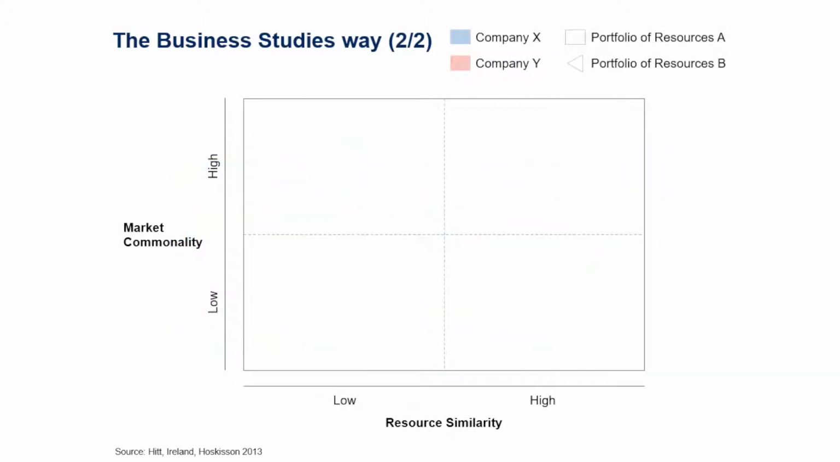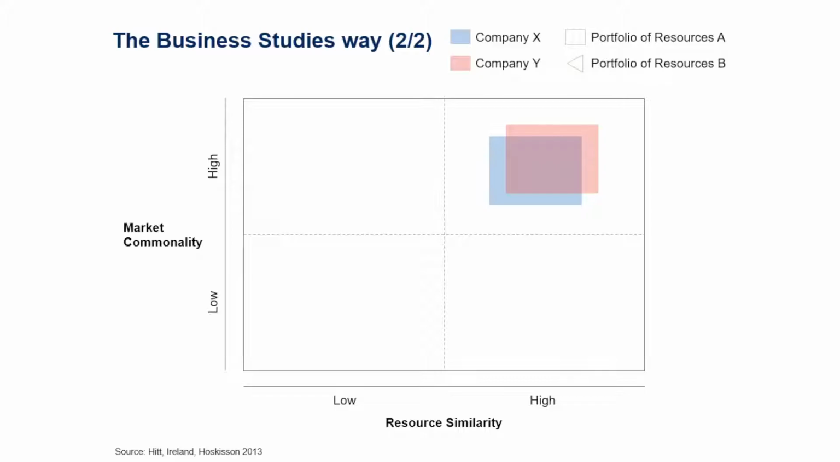And this is illustrated in a 2x2 matrix, as you can see here. On the x-axis, we have resource similarity, and on the y-axis, market commonality. And let's talk through the four different fields that we have here. Our two companies are depicted as blue and red for company X and company Y. And resources that are similar, resources A, are shown as rectangular shapes, and the triangle would be a different type of resources, B. So let me talk through an example.